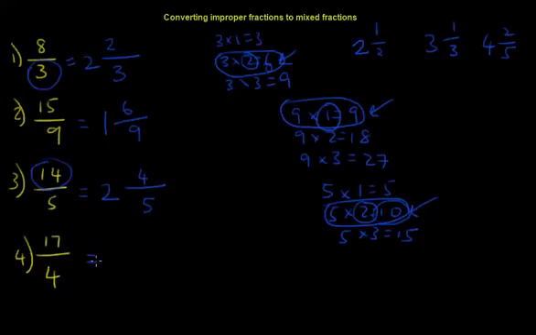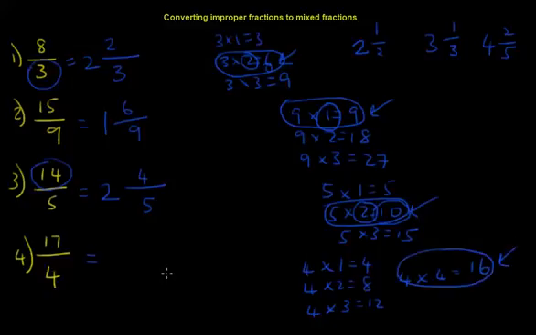Let's do one more example. 17 over 4. I'm going to write out a few of the 4 times tables. And 4 times 4 is 16. We'd like to find the number that's just under 17, so it's going to be this one. Circle that. Then our whole number is going to be this number here, in this case 4. The numerator is simply the subtraction of this number and this number, so 17 minus 16 is 1. And then the denominator stays the same.